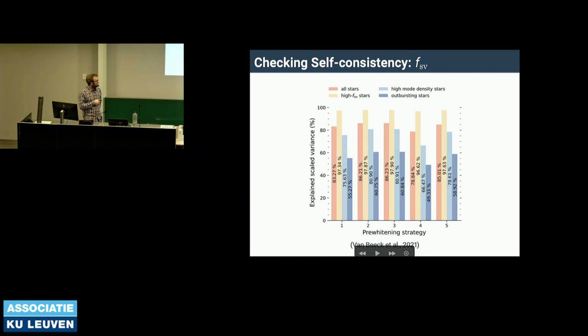And finally, we also have a notorious category of outbursting stars, where the FSV values are very low, because we have significant non-sinusoidal outbursts of amplitude in the light curves of these stars, which are not explained by our sum of sines models, obviously. So the category which we're going to focus on today are these high FSV stars.